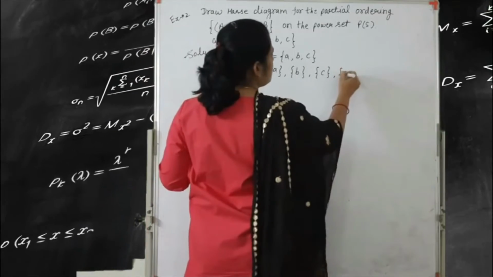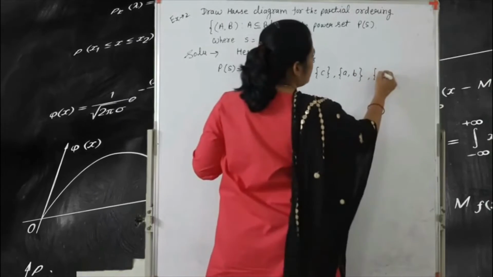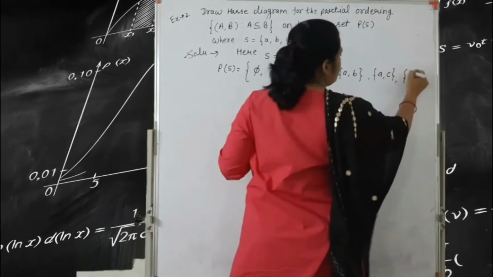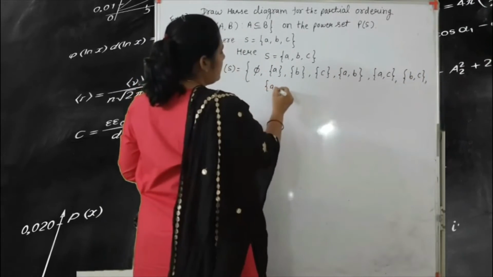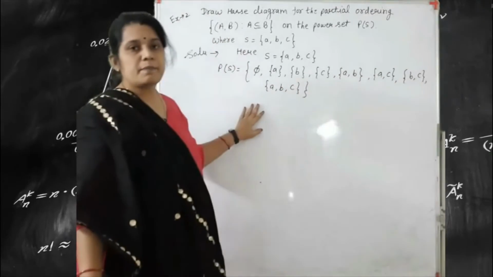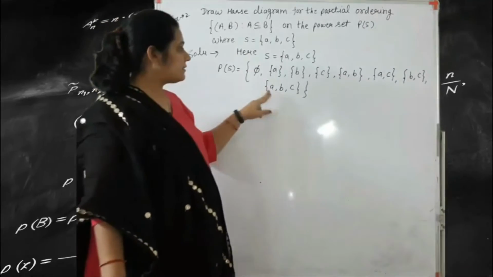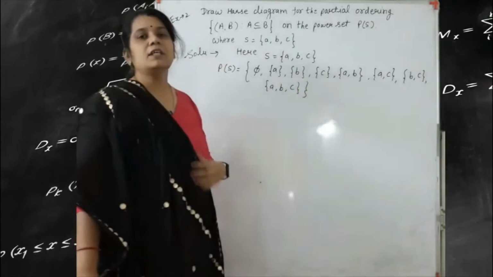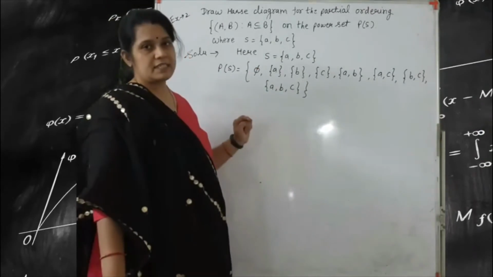Next one is what? A comma B. Next is A comma C. And next is B comma C. And last one is what? A comma B and C. That means in the power set, the ϕ, that means the empty set, and the set itself are always subsets of the given sets. So here first we write the power set of PS.